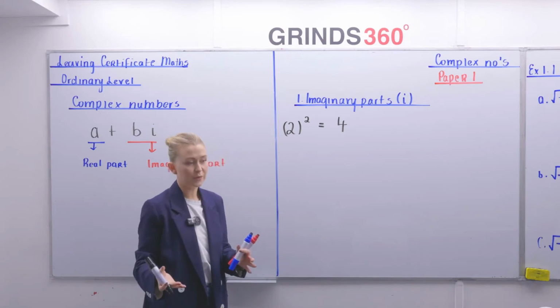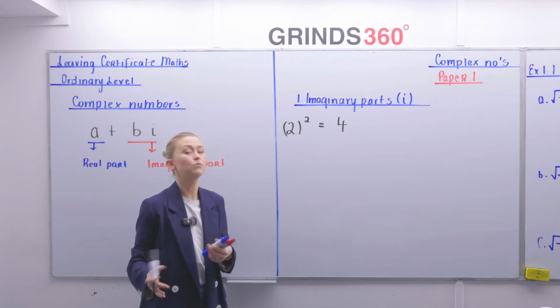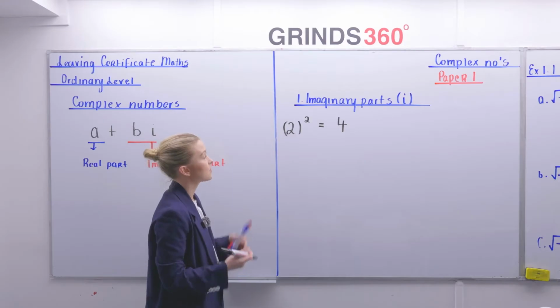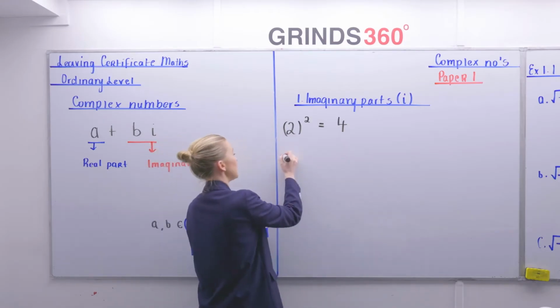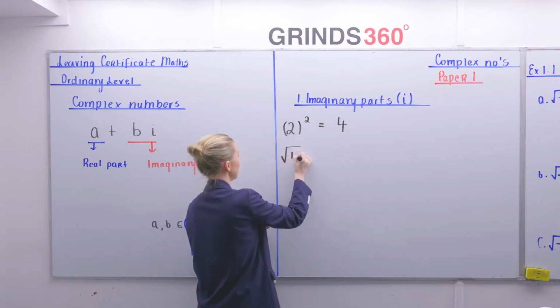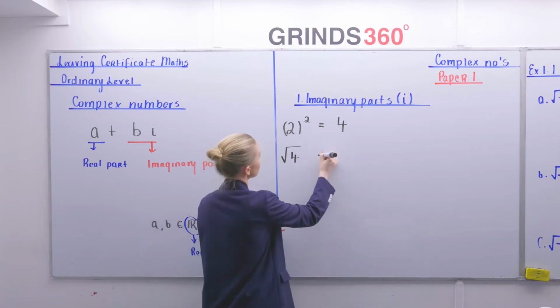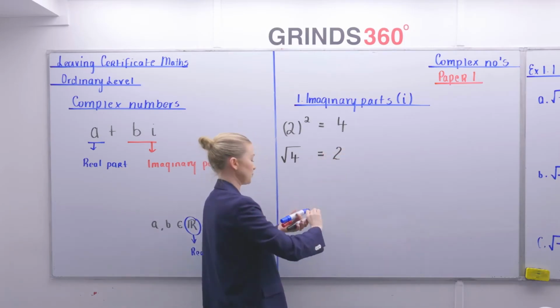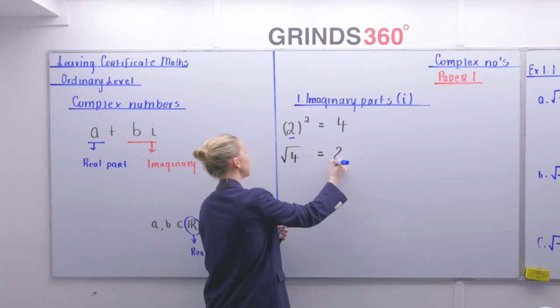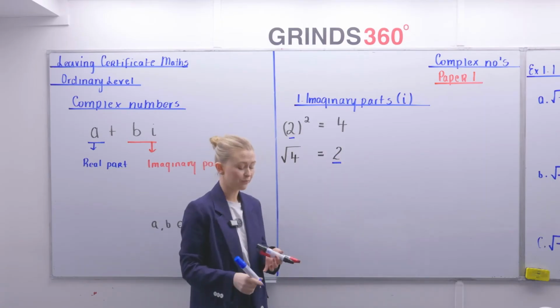And then I might say to you, well, what's the inverse of square? You tell me square root. So then I'd say, well, get 4 back to 2. So I get the square root of 4, and it would bring me back to 2. Basically, square and square root are the inverse of each other.